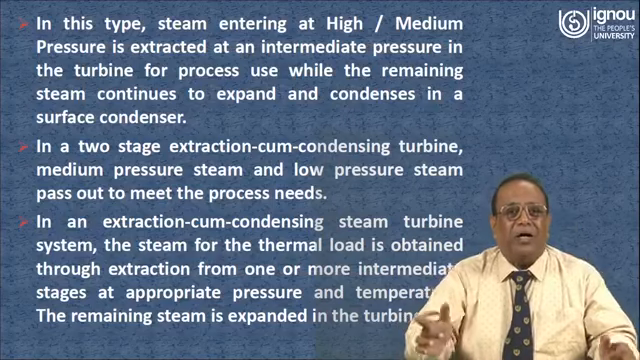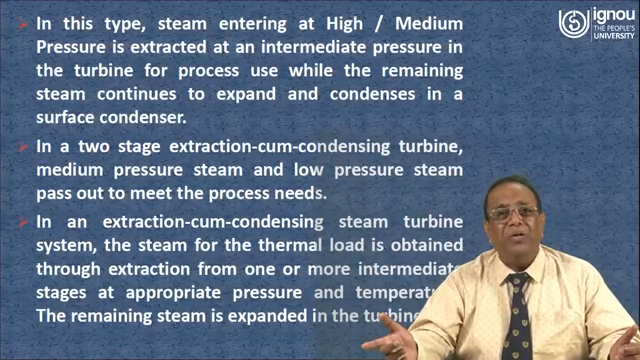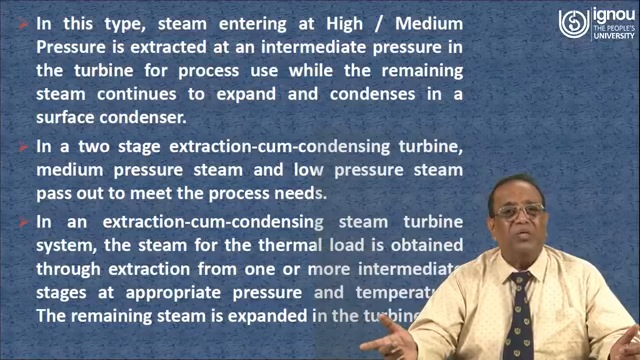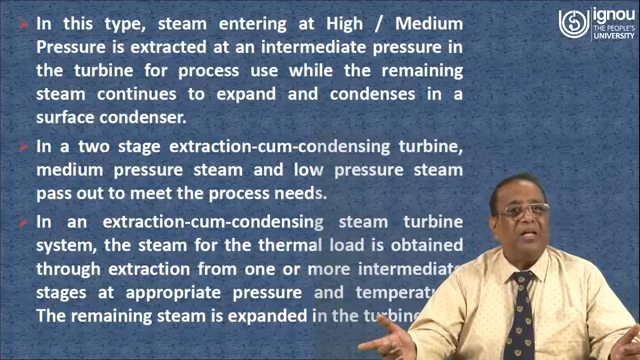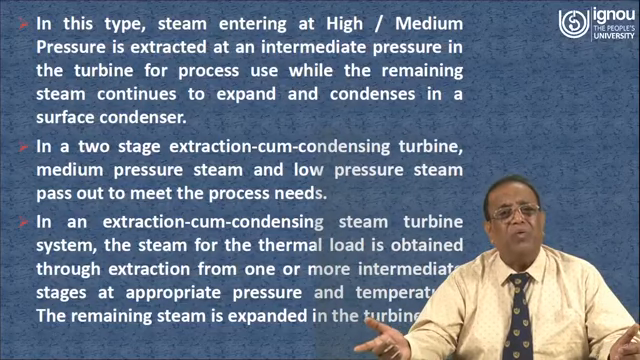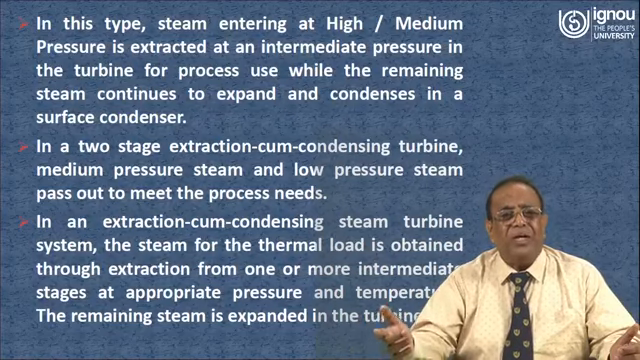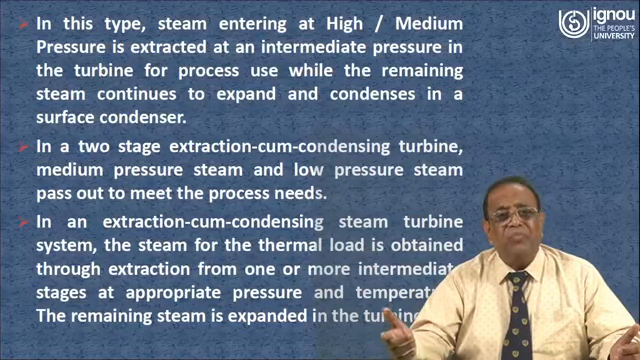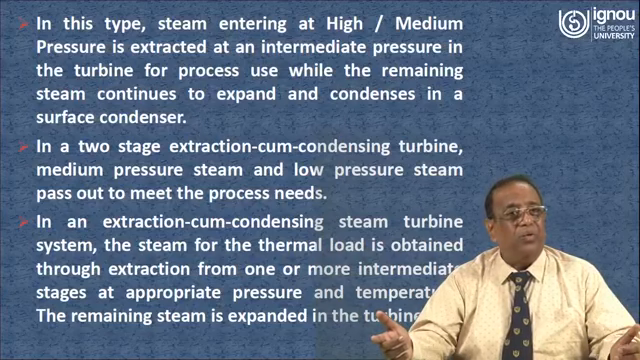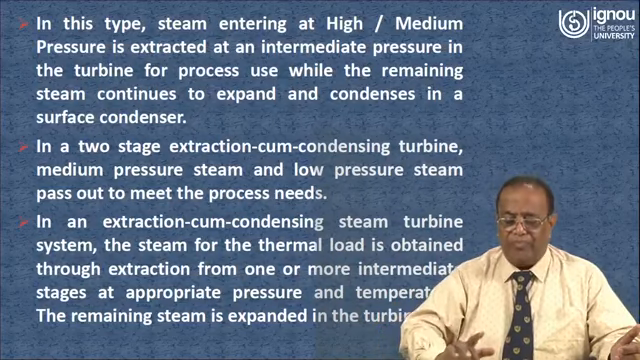In this type, the steam entering at high or medium pressure is extracted at an intermediate pressure in the turbine for process use, while the remaining steam continues to expand and condenses in a surface condenser. In a two-stage extraction condensing turbine, medium pressure steam and low pressure steam pass out to meet the process needs. In an extraction condensing steam turbine system, the steam for the thermal load is obtained through extraction from one or more intermediate stages at appropriate pressure and temperature. The remaining steam is expanded in the turbine.